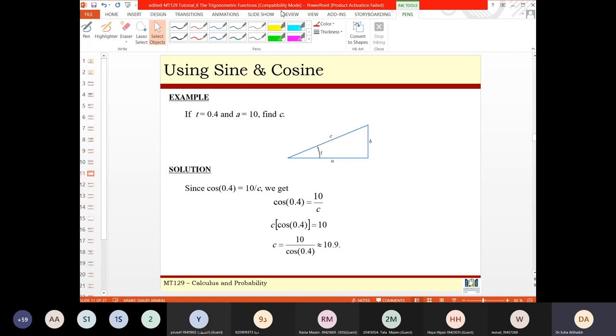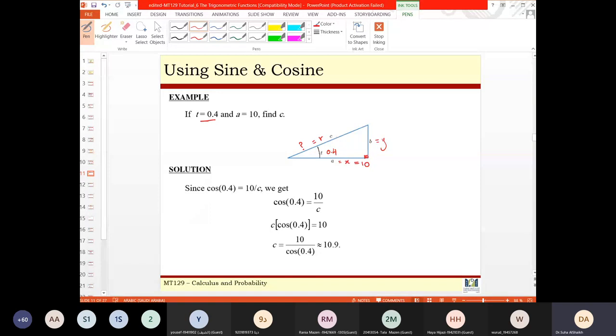Now this is one more example. Again, they are giving me a right angle triangle, so right away I have to highlight the right angle. This is the right angle. So this is the r, this is the y, and this one is the x. They give me that t, which is an angle, is equal to 0.4. The a, which is the x, is equal to 10. They want me to find the c, which is the r. They want me to find the hypotenuse.